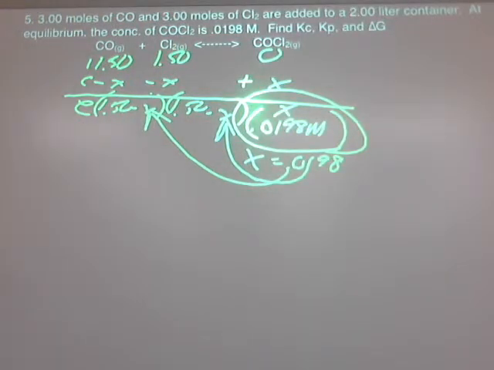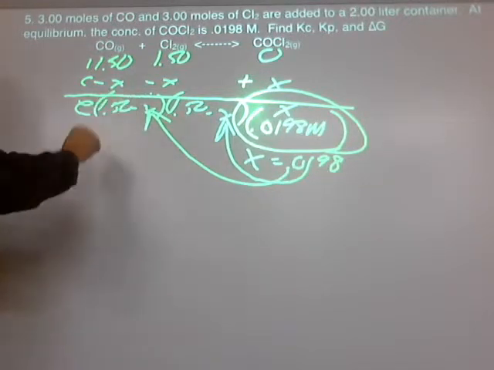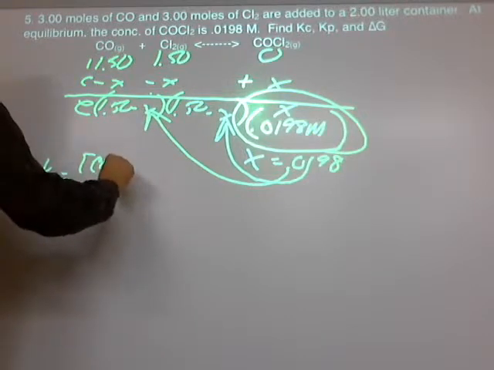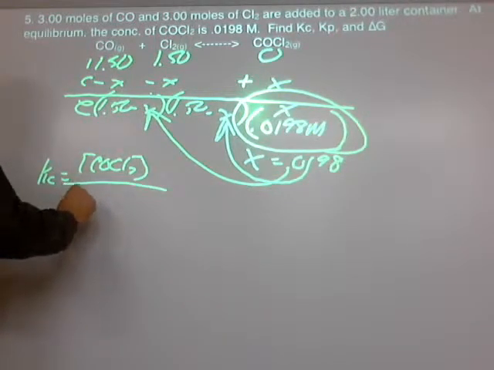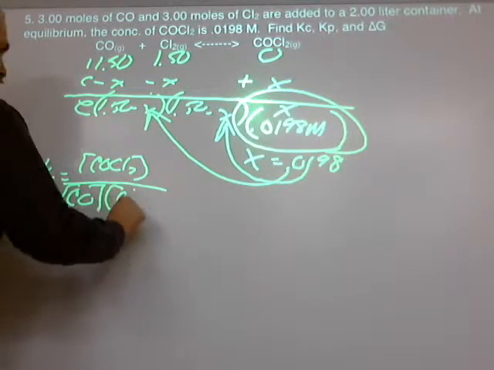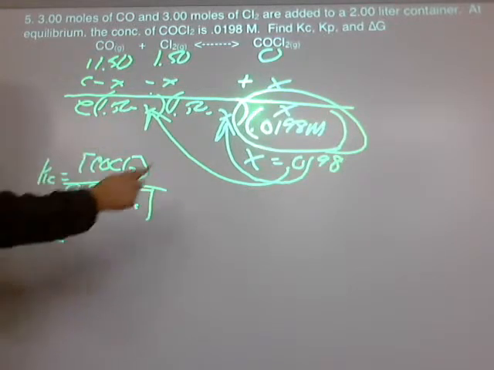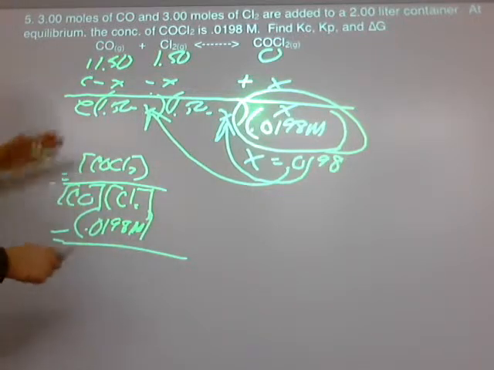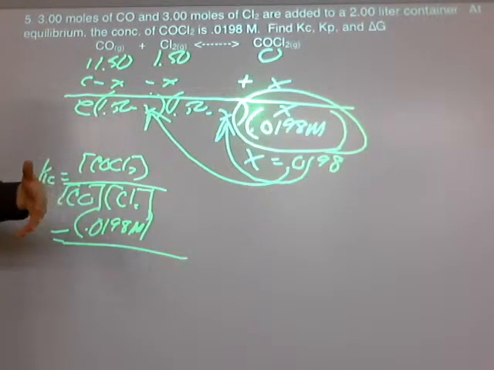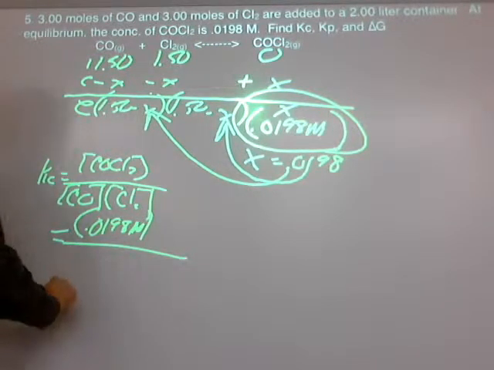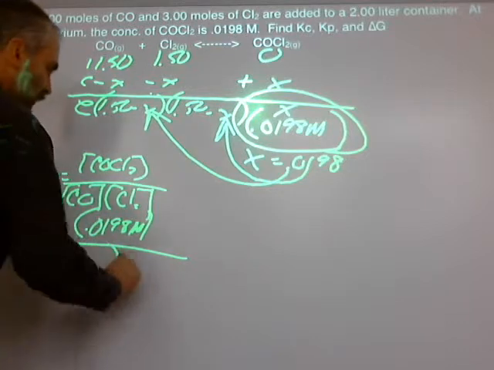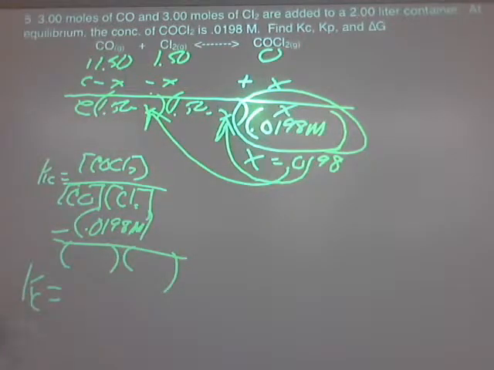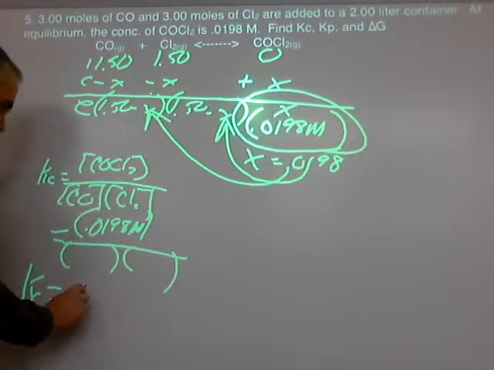Now when you do that, you can then solve for Kc. Kc is going to be products, COCl2, over reactants, CO times Cl2. So Kc is going to be 0.0198 over whatever 1.5 minus 0.0198 is. Do you guys have that worked out at all? What is it? So, the final answer for Kc. Whatever these two are. What's your final answer for Kc? Point what?